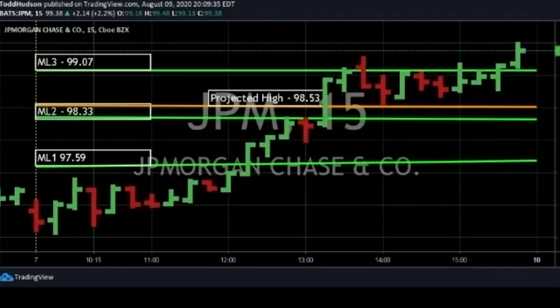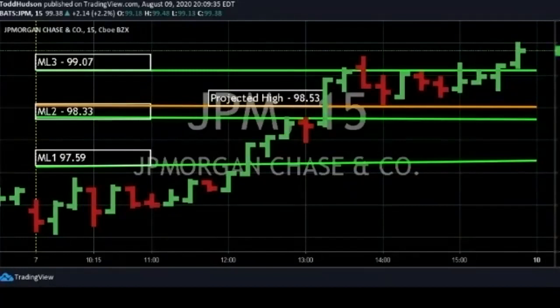JP Morgan, once again, this was a much slower move to the ML1 level. It reaches the ML1 level around noon and continues higher. It should be obvious that the later in the trading day that something occurs, such as a move to a level, if you got a move to a level after 2:30 or 3 o'clock, it's not likely that you would get a move to an extended level during that same trading day.